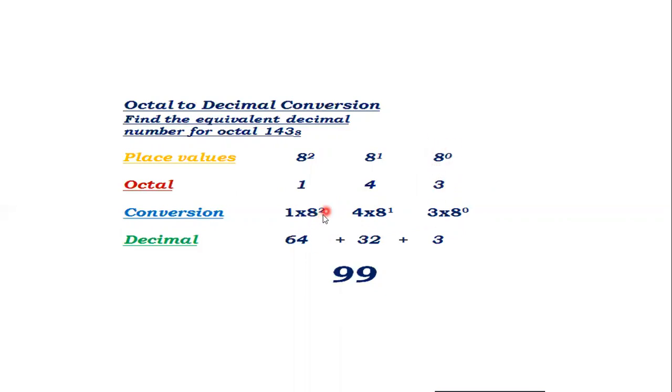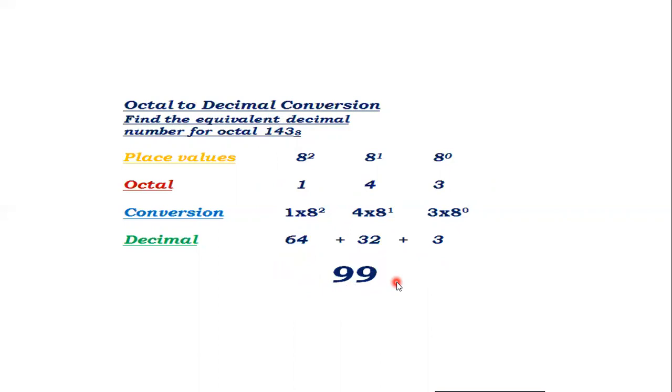So 8 square is 64. 1 into 64 is 64. 8 power 1 is 8. 4 into 8 is 32. 8 power 0 is 1. 3 into 1, 3. Therefore, 64 plus 32 plus 3, which is equivalent to 99. Therefore, 143 in octal is equivalent to 99 in decimal.